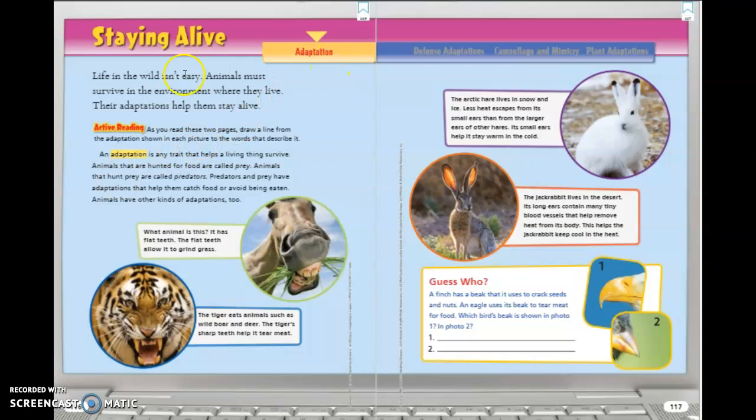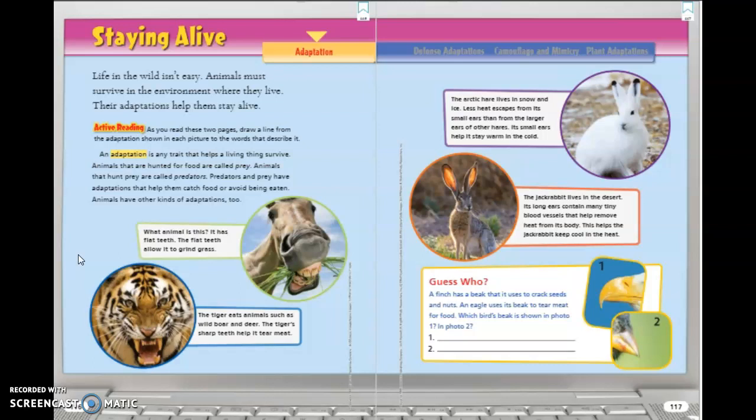Staying alive, adaptations. Life in the wild isn't easy. Animals must survive in their environment where they live. Their adaptations help them stay alive. Active reading. As you read these 2 pages, draw a line from the adaptation shown in each picture to the word that it represents. An adaptation is any trait that helps a living thing survive. Animals that are hunted for food are called prey. Animals that hunt prey are called predators. Predators and prey have adaptations that help them catch food or avoid being eaten. Animals have other kinds of adaptations too.